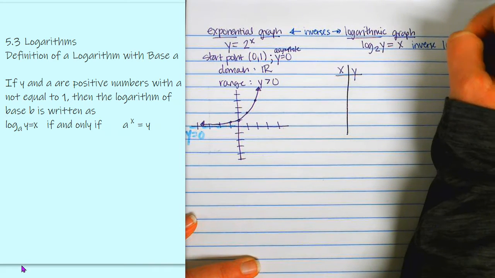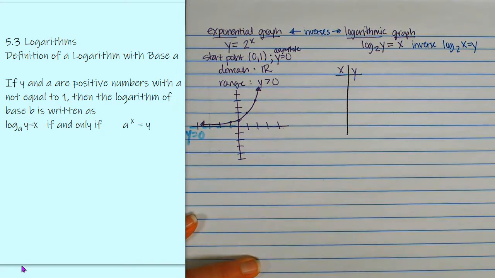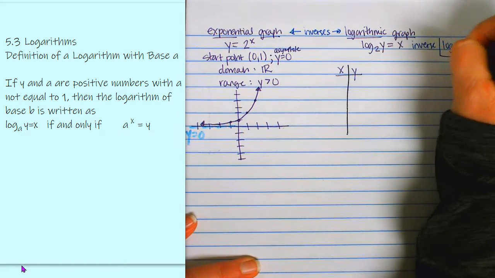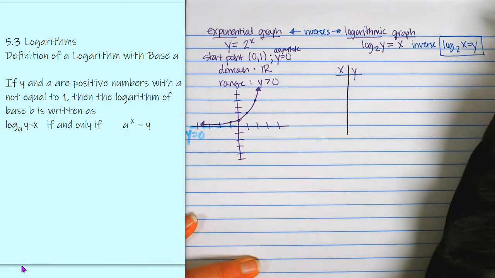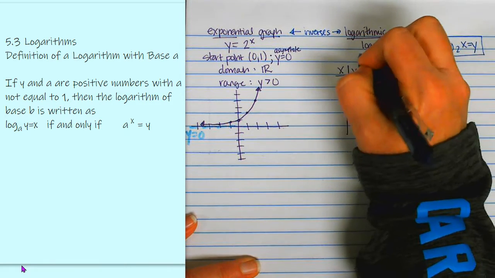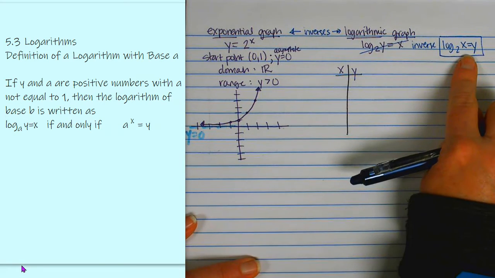I need to switch the x's and the y's. Okay? So that's really important. I need to switch the x's and the y's. So this is really what I'm going to graph, because now the x's and the y's have been switched. So this is the equivalent version, and I started with that, and then I switched the x's and the y's.